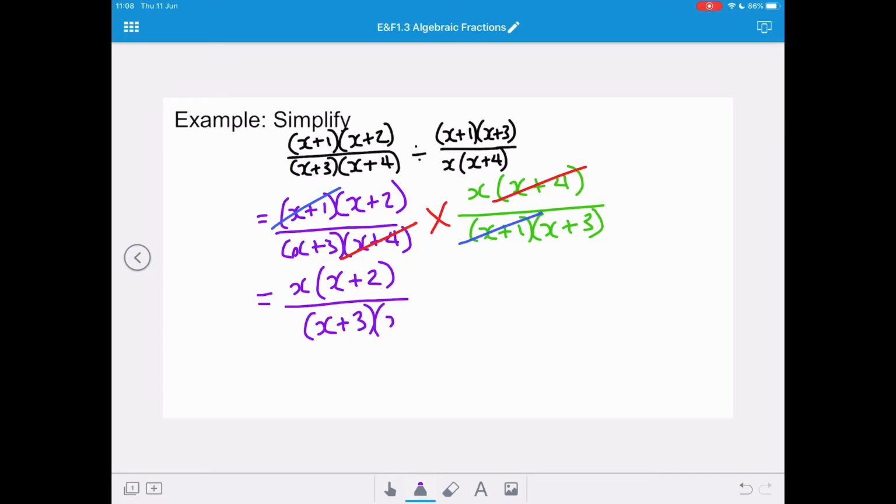And then we're going to do some simplifying. So we're going to expand that bracket on the numerator, x squared plus 2x, and then we're going to combine those (x plus 3) brackets to give us (x plus 3) all squared on our denominator.